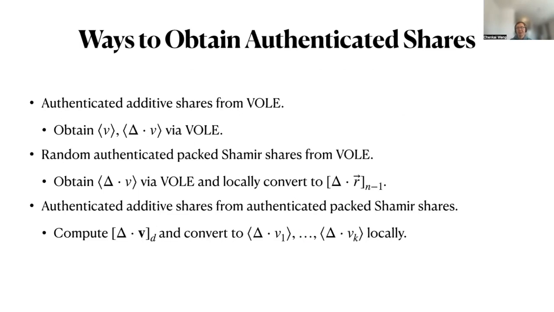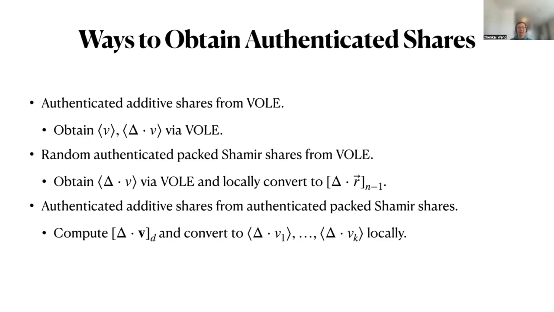There are different ways to obtain authenticated shares. The first is to directly get authenticated additive shares from the VOLE. This is the same case as the previous protocol on dishonest majority MPC with additive shares, like SPDZ. And the second is the random authenticated packed Shamir shares from the VOLE. This is done by first obtaining the authenticated shares in additive share version via the VOLE protocol, and then locally converting to packed shares, where the secret is random. And the packed share is of degree n-1. If the parties need the packed Shamir shares with lower degrees, they'll have to do a degree reduction.